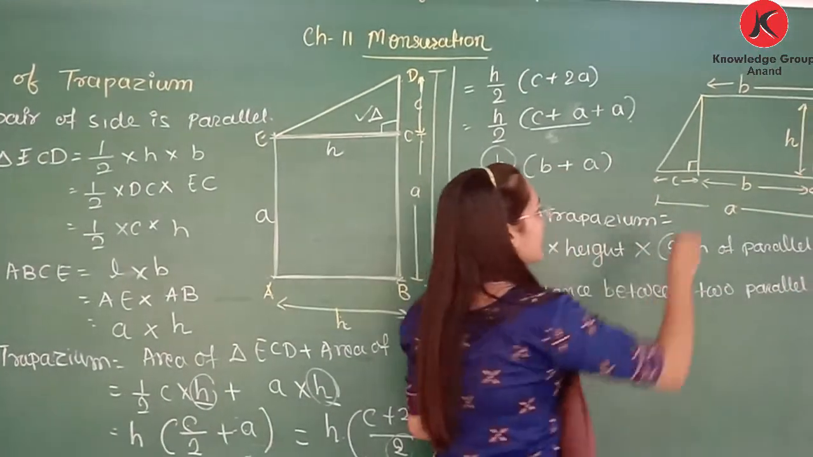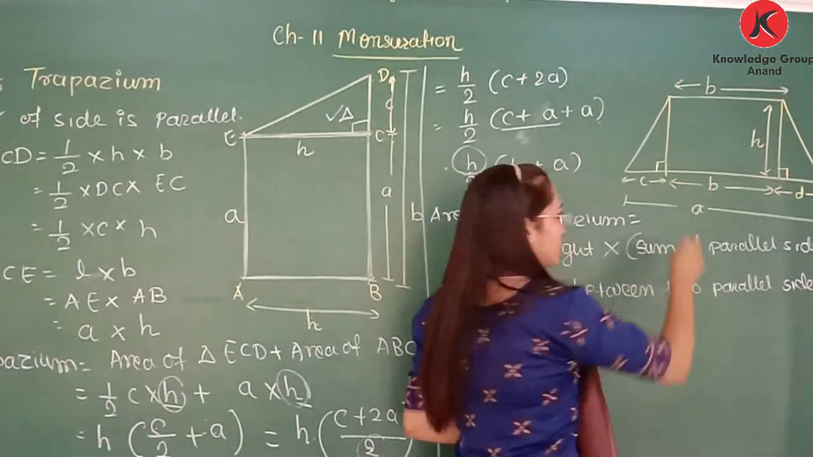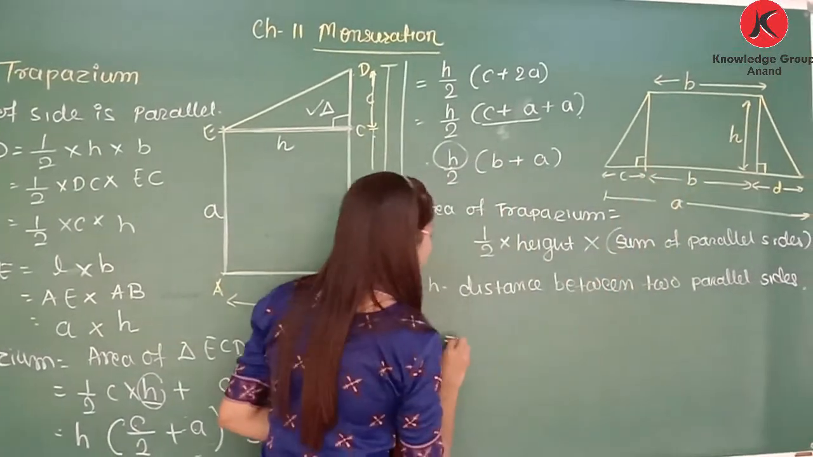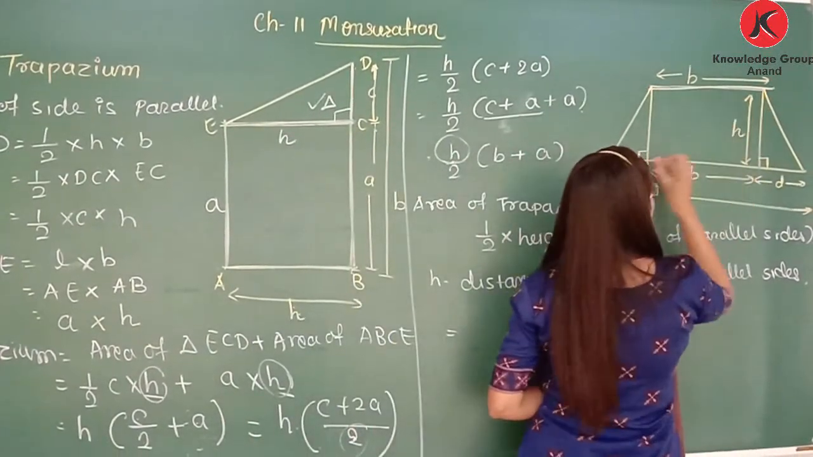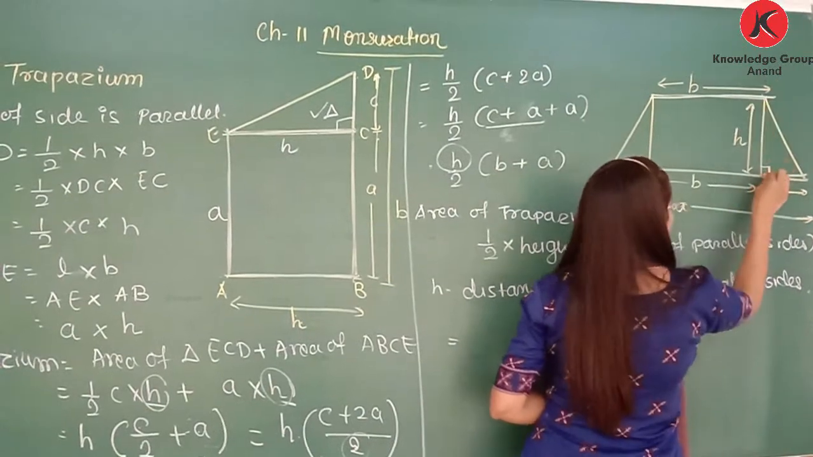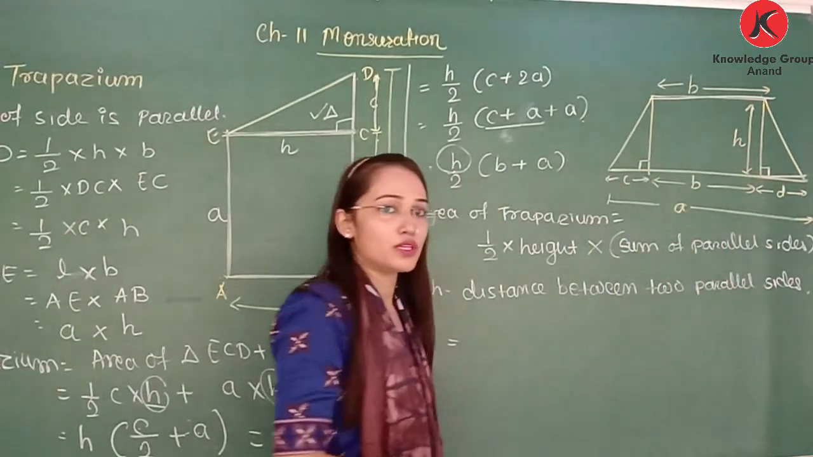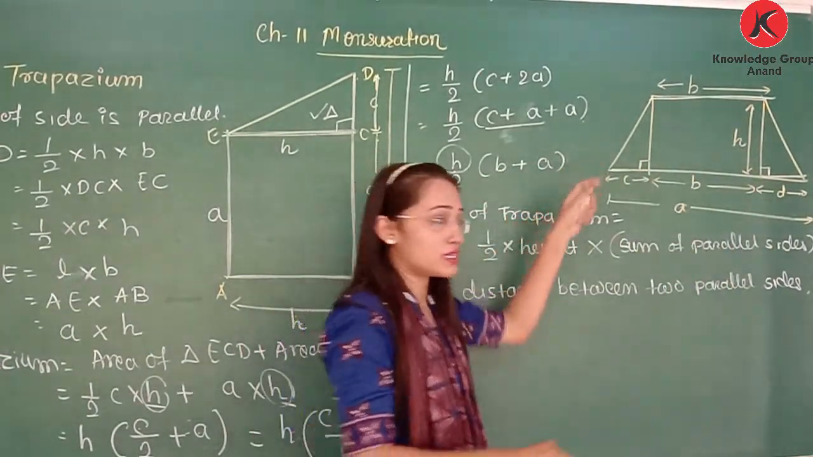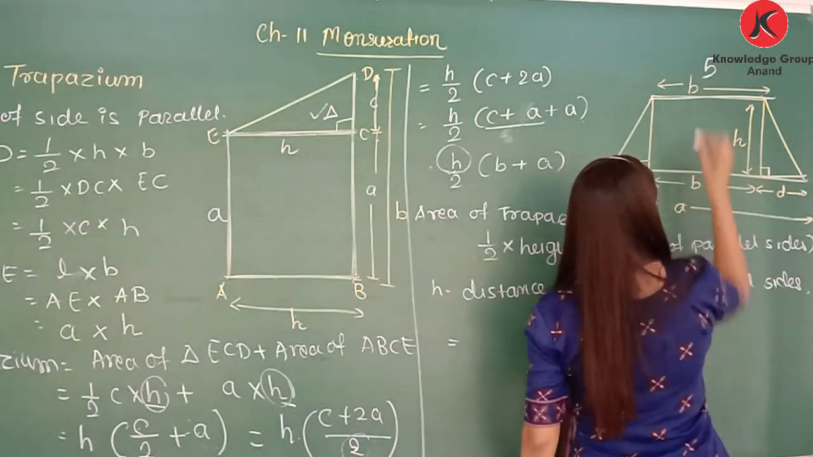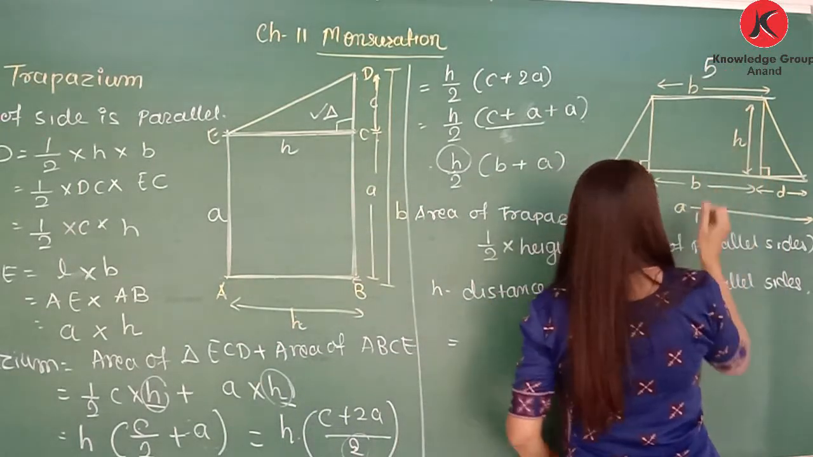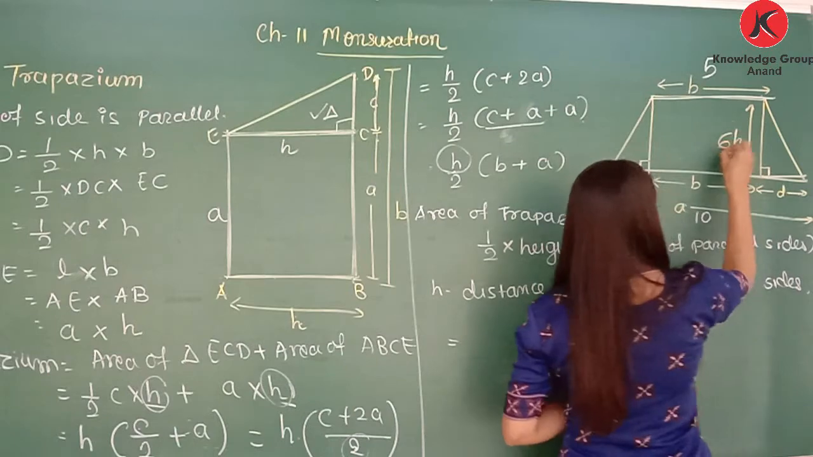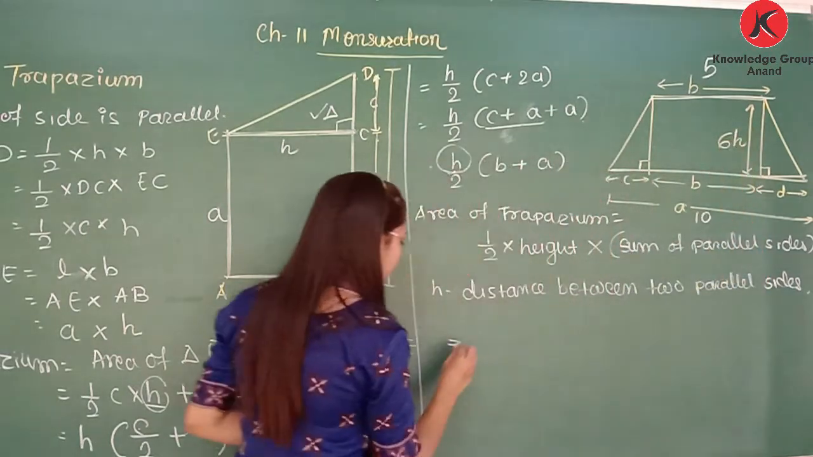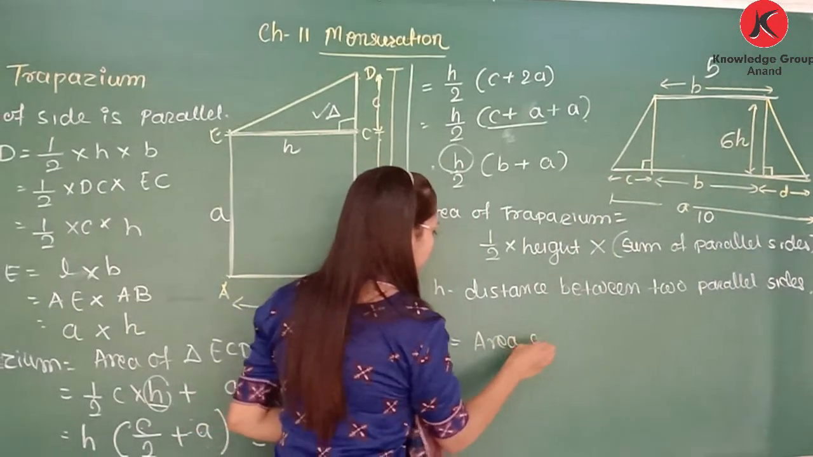So if we consider this figure, then the height will be H. These two are the parallel sides. This is the height. So how can we find the value? Let's consider this as 5 and this as 10. Height is 6 cm.